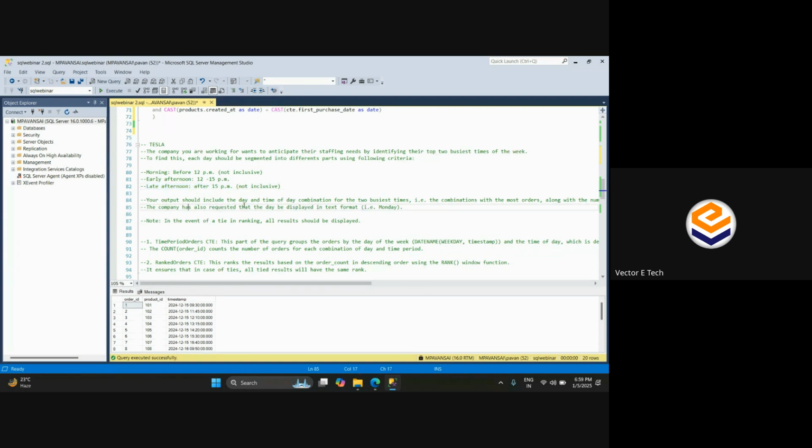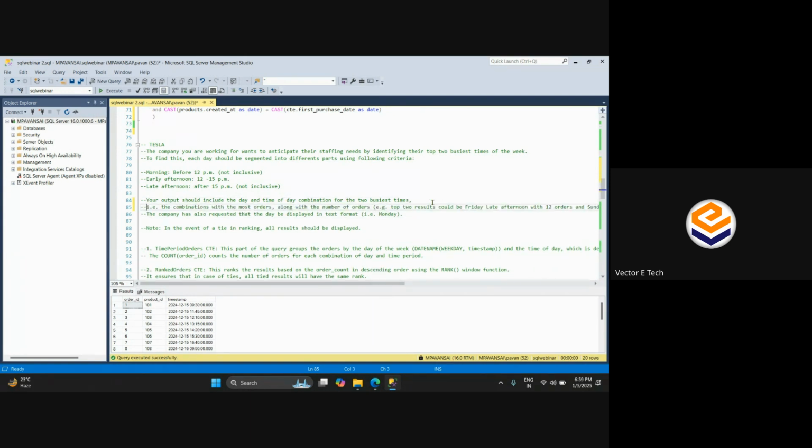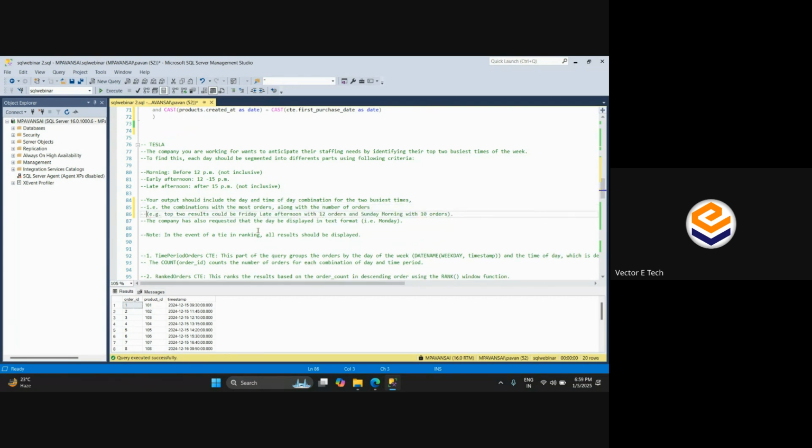The output should include the day and time of day combination for the two busiest times, which is the combinations with the most orders. It will be like this. For example, the top two results could be Friday late afternoon with 12 orders and Sunday morning with 10 orders, like this. Next, the company also requested that the day be displayed in this particular day format. If there is any tie in ranking, all results should be displayed. No result should be skipped. They want all the results.